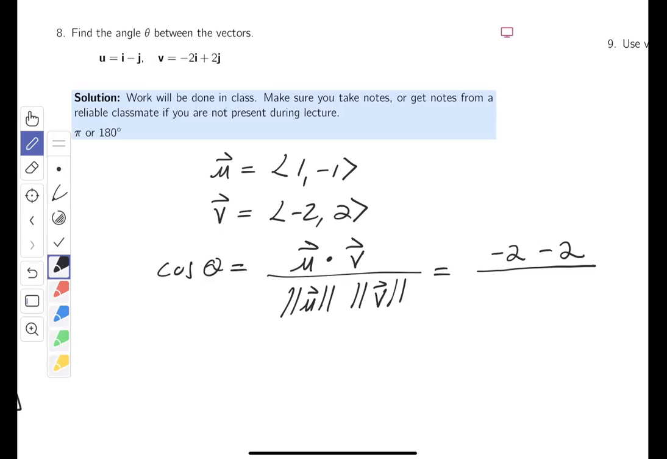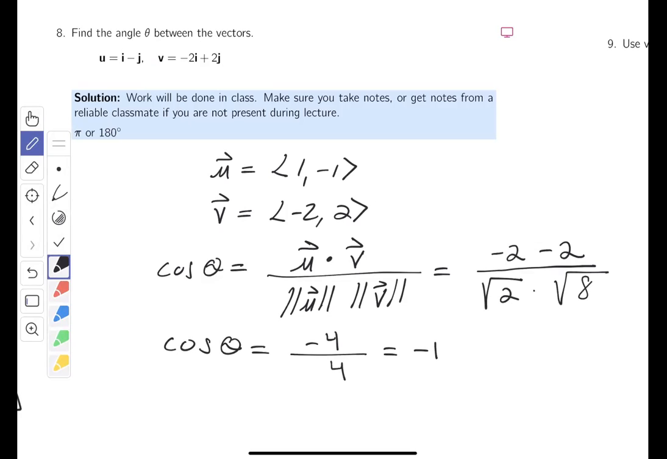What's the length of U? Well, the root of 2. And again, the reason for that is 1 plus 1 is 2. What's the length of V? What do you get there? You get 4 plus 4, which is 8. All right, looks like you're getting pretty easy now. In other words, your arithmetic is really nice. What do you get on top? Minus 4. What do you get on bottom? Root 16, which is 4. What do you get there? Minus 1.